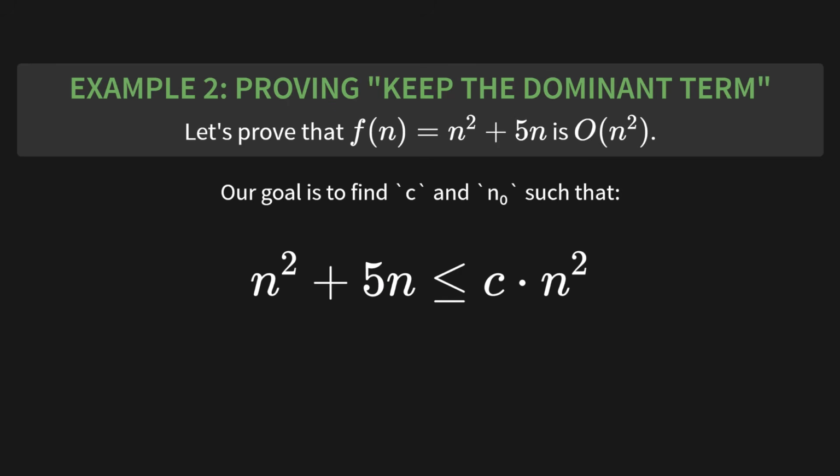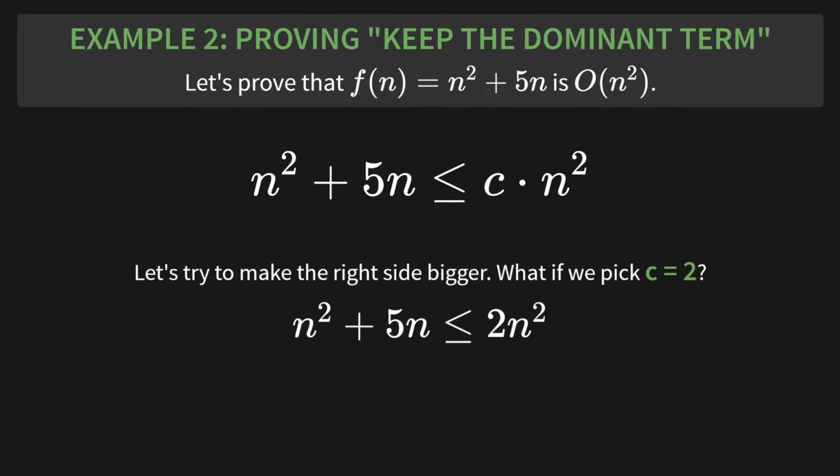Let's prove that f of n equals n squared plus 5n is O of n squared. Our goal is to find c and n0 such that n squared plus 5n is less than or equal to c times n squared for all n greater than or equal to n0. Okay, this one looks a little trickier. Let's try to make the right side bigger. What if we pick c equals 2? Let's see what happens. The inequality becomes n squared plus 5n is less than or equal to 2n squared.